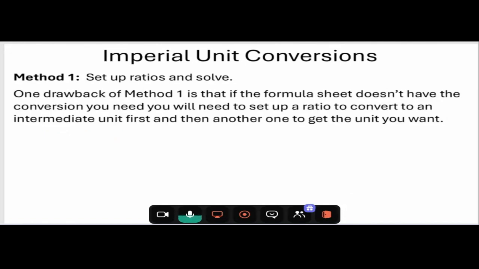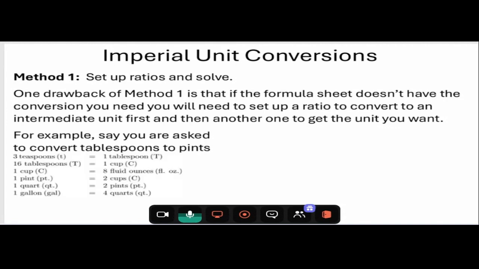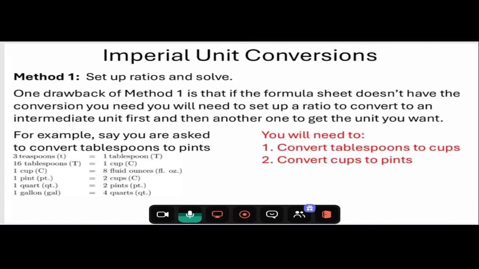Now, one drawback of method 1 is that the formula sheet doesn't include every possible conversion. It doesn't say how many inches there are in a mile, for example. So you might need to go to an intermediate one first. So if you wanted to convert tablespoons to pints, look at your conversions there. It doesn't show you how many tablespoons are in a pint. It shows you how many tablespoons are in a cup, 16, and it shows you how many cups are in a pint. So you might have to go through 2 phases to get there. So convert tablespoons to cups and then convert cups to pints.